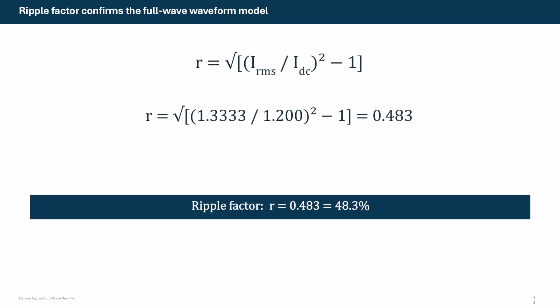Ripple factor is the RMS value of the AC component divided by the DC component. Since total RMS current contains both DC and AC components, the ratio can be written as the square root of the squared RMS to DC ratio minus 1. Substitution gives 0.483 or 48.3%, the standard value for an unfiltered full wave rectifier.